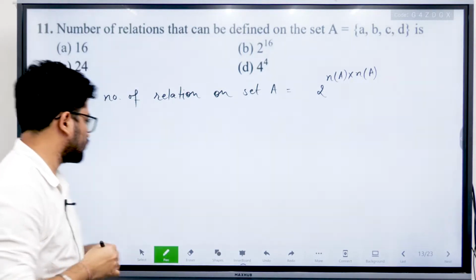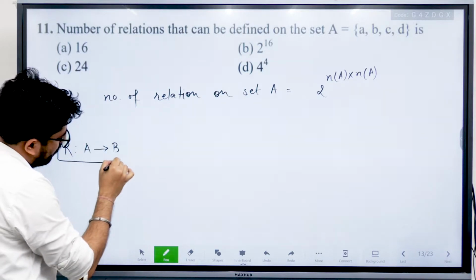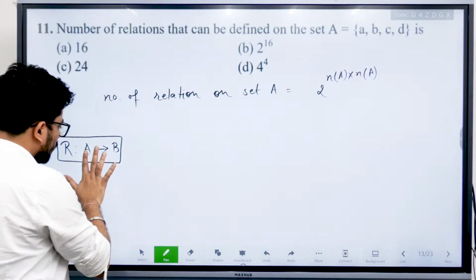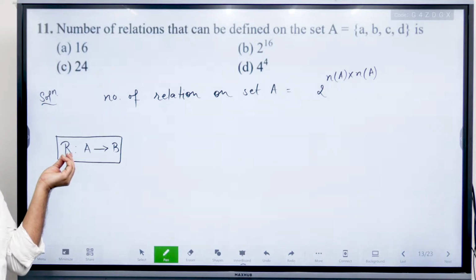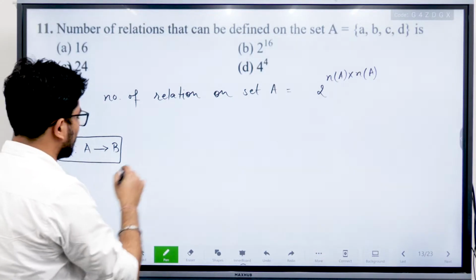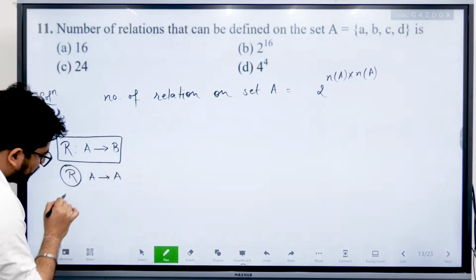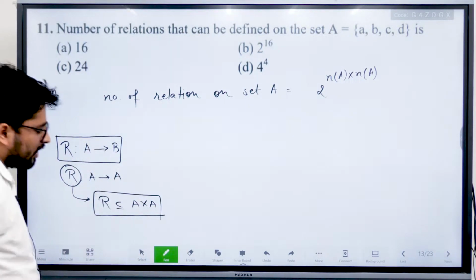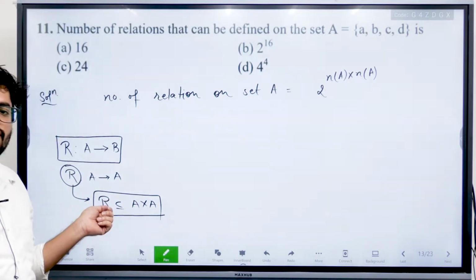Yes, a relation is from A to B actually. When you say that a relation is from A to B, it means this is a subset of A cross B, or we know that every subset of A cross B is a relation. Similarly, a relation on set A means A to A. So this is a subset of A cross A. And we know the total number of subsets is 2 to the power of the number of elements in that set. So every subset is a relation.